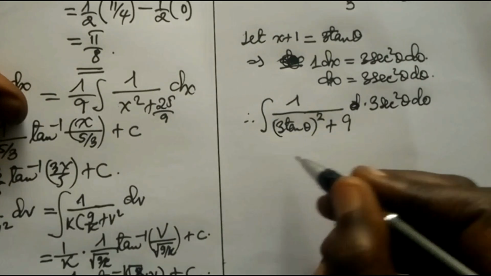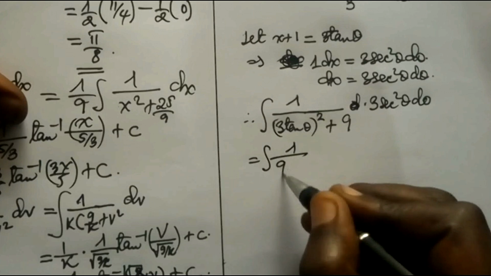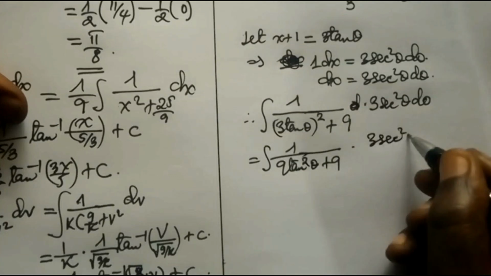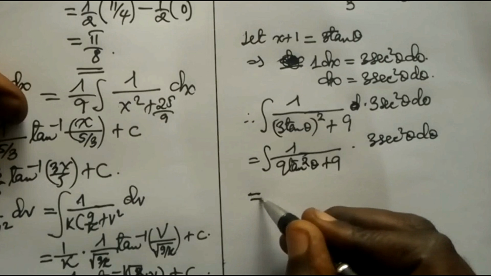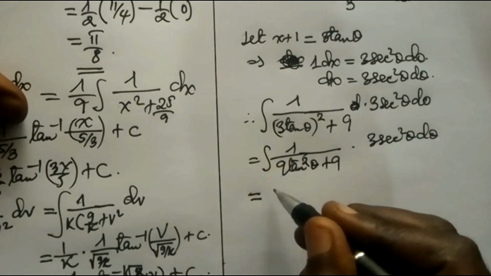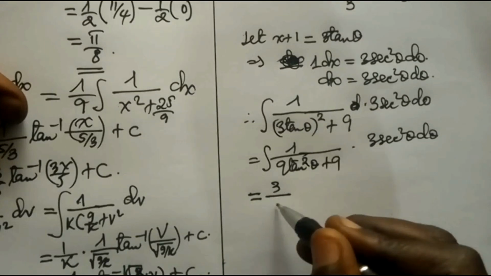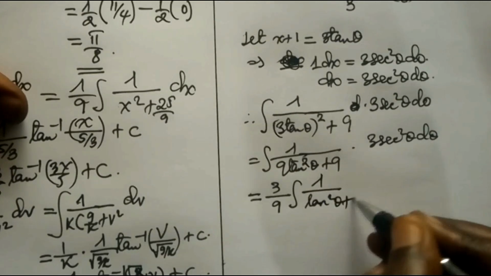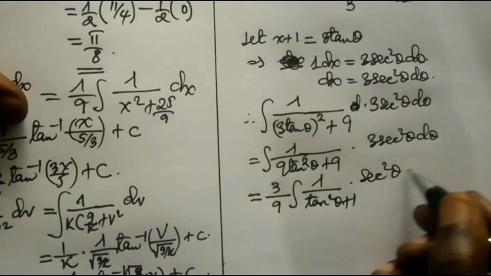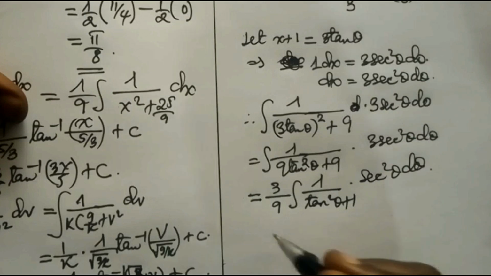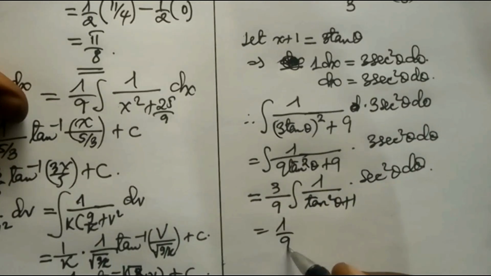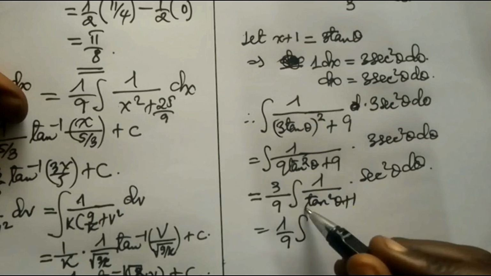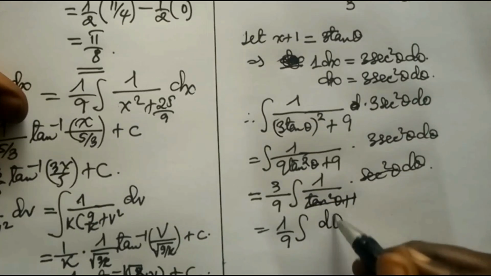From here, we have integral of 1 all over 9 tan squared theta plus 9 dot 3 sec squared theta d theta. This will be equal to, this 3 would come out of the integral all over this 9 that has to be factorized. So 3 all over 9 integral of 1 all over tan squared theta plus 1 dot sec squared theta d theta. And this gives 3 over 9, which is 1 all over 9 integral of tan squared theta plus 1 is equal to sec squared theta. It's one of the Pythagorean identities. So this is sec squared theta, which will cancel this one, and we are just left with integral of d theta.